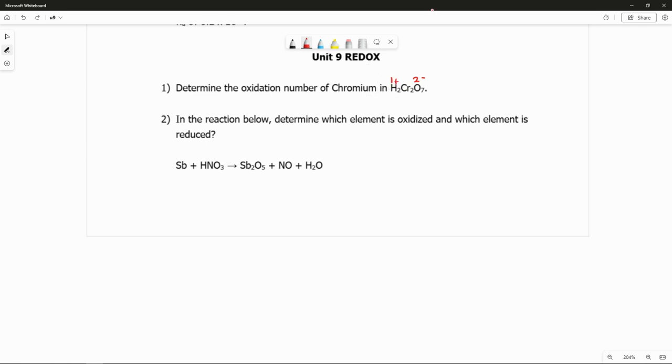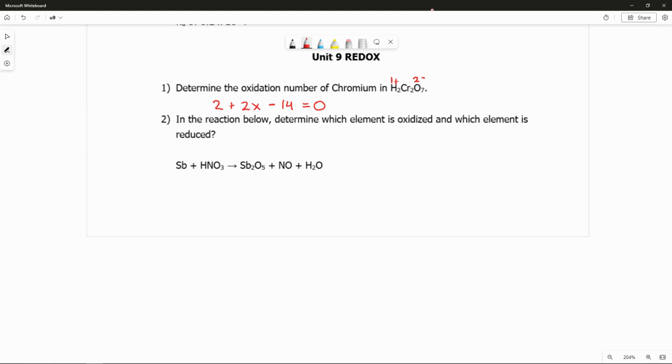positive 1. So that's 2 plus, and we have two Cr atoms that we don't know and we're looking for. So we're going to do 2x since there's two of this, same like the hydrogen. And since we have 7 oxygens, we're going to do 7 times negative 2, which is negative 14. And this all has to equal the total charge of the compound, which is 0.